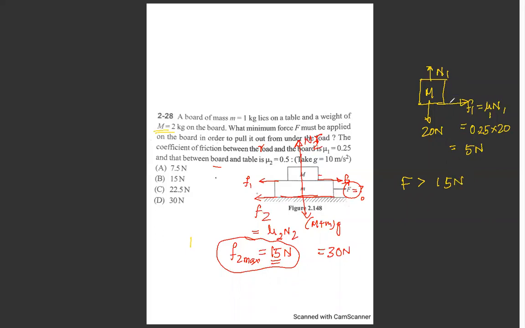Now the question is, we are considering that the relative sliding between the blocks has not started yet.